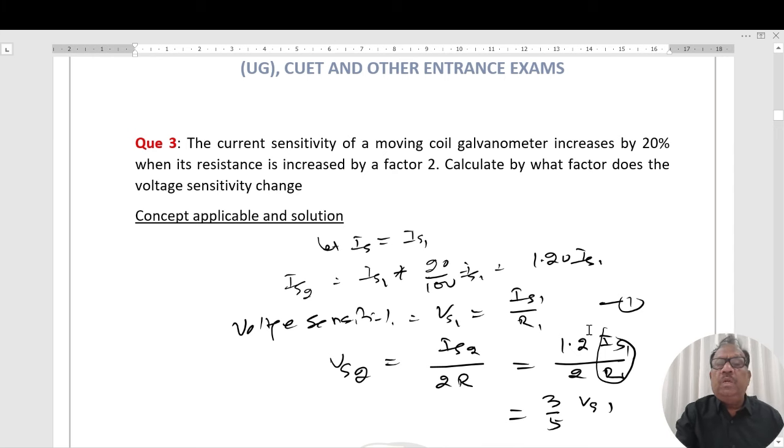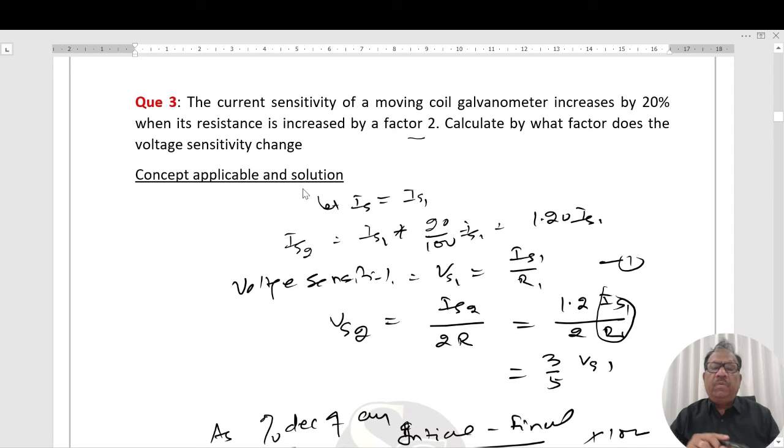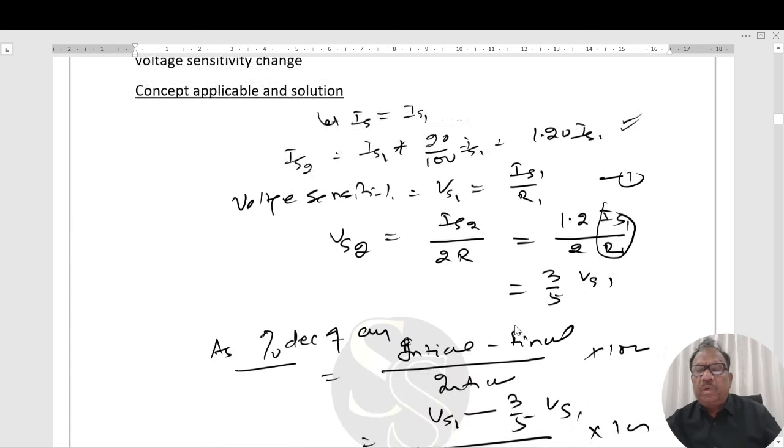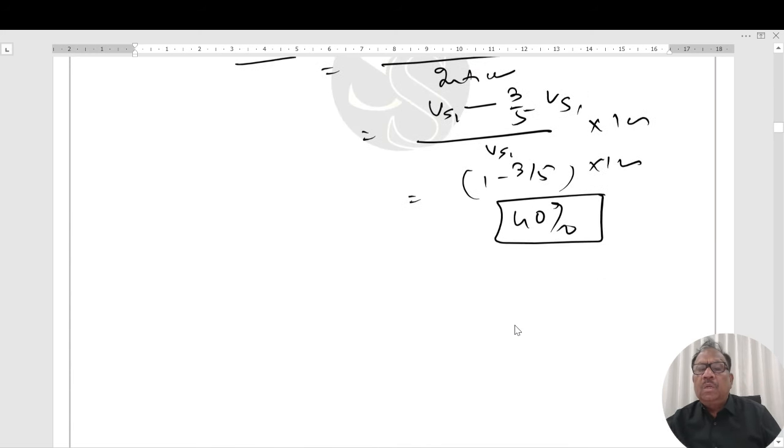The current sensitivity of a moving coil galvanometer is increased by 20% when its resistance is decreased by a factor. Calculate by what factor the voltage sensitivity changes. Now we know current sensitivity increases by 20%, so this will become 1.20 of initial. What is the voltage sensitivity? That is the current sensitivity divided by the resistance. So initially it is this, finally it is this, right? We get it like this. Now the percentage decrease comes out like this, right?